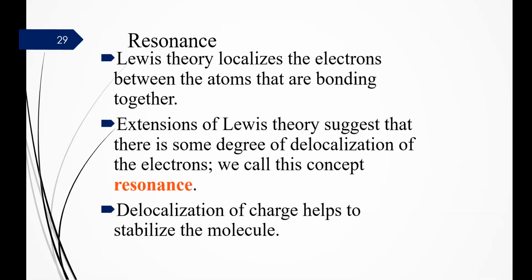And so the idea is Lewis theory localizes the electrons between the atoms that are bonded together, but we do have this concept that there's some delocalization of it. Delocalization is important because it actually makes the molecule more stable than we originally would have thought. It helps stabilize the molecule because it helps delocalize and spread out that charge. So instead of one atom having to hold that extra electron, each atom can hold kind of half of it.